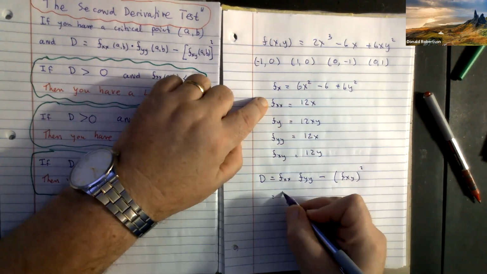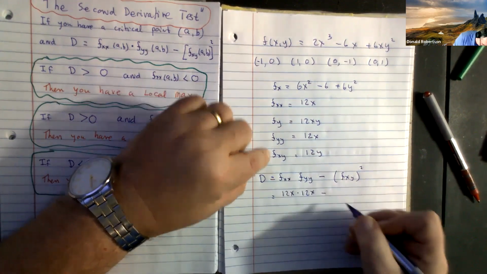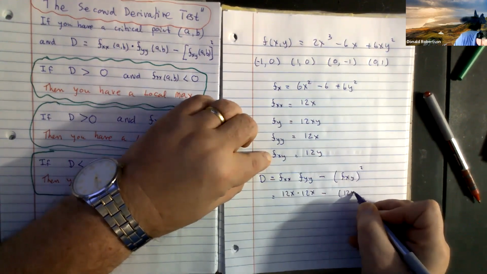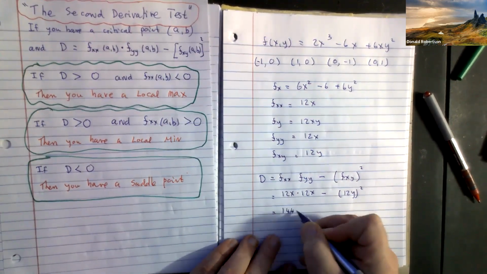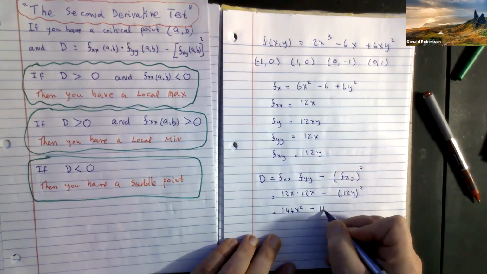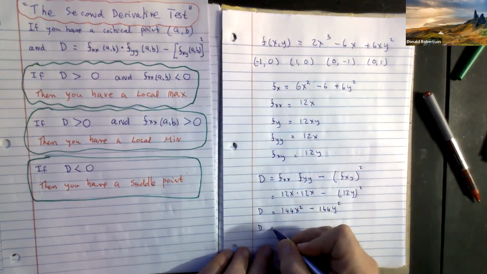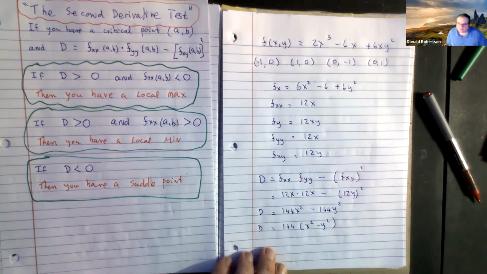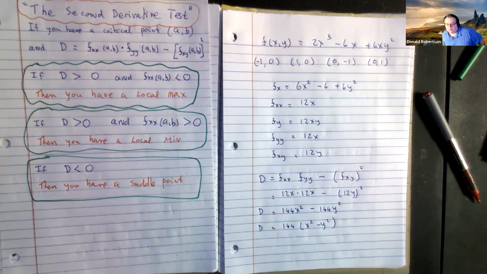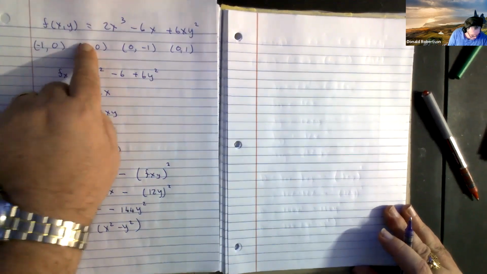Now this guy here is what? 12x. This guy here is also 12x. And this guy here is 12y squared. So what you end up with is 144 x squareds, take away 144 y squareds. And if you want to make it vaguely pretty, you could do that, right? So I'm just simplifying what d is equal to in terms of x and y. So what I'm going to do now is plug in each of these values to see what kind of d we get out of it.